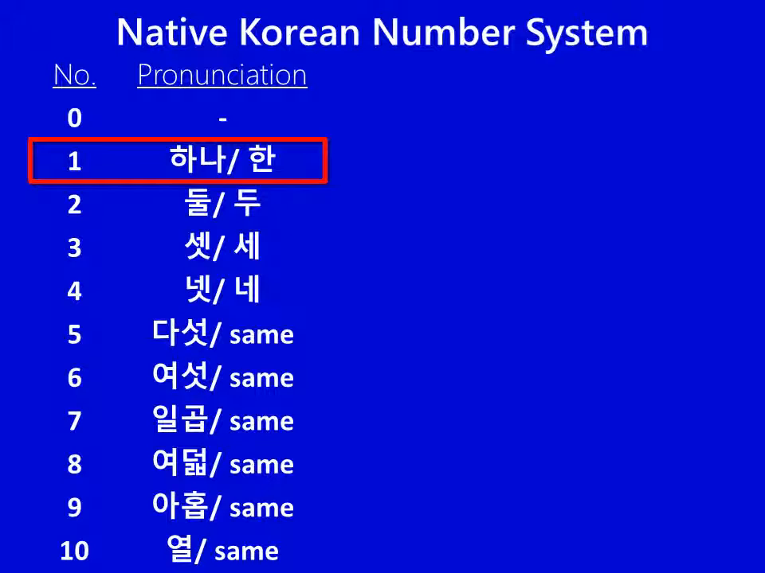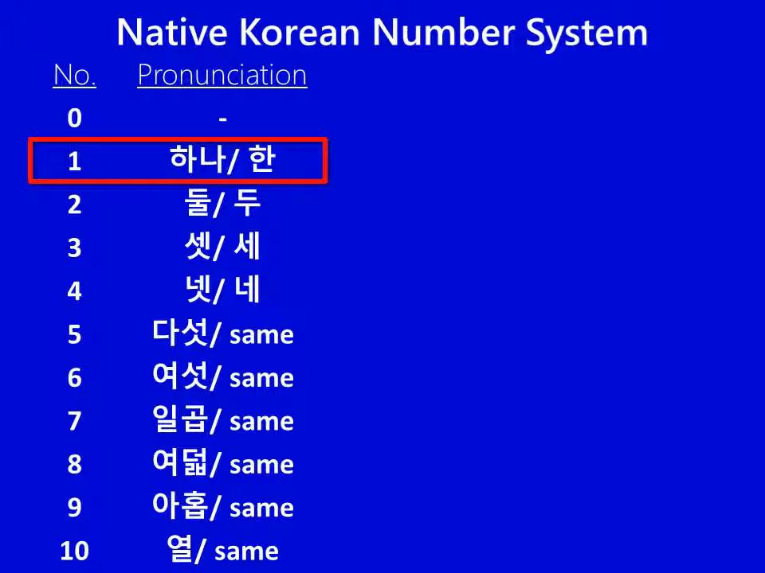Okay, 다섯 개, 여섯 개, 일곱 개, 여덟 개, 아홉 개, 열 개. Should we do that again?